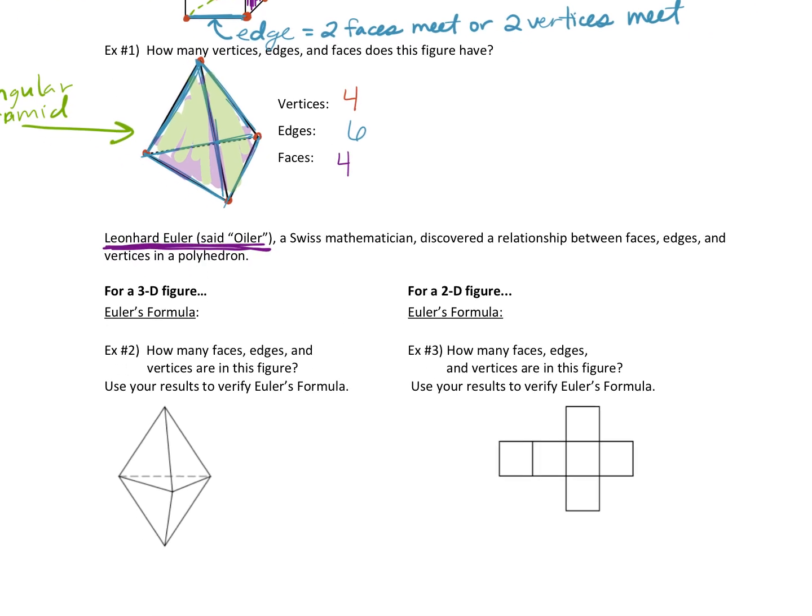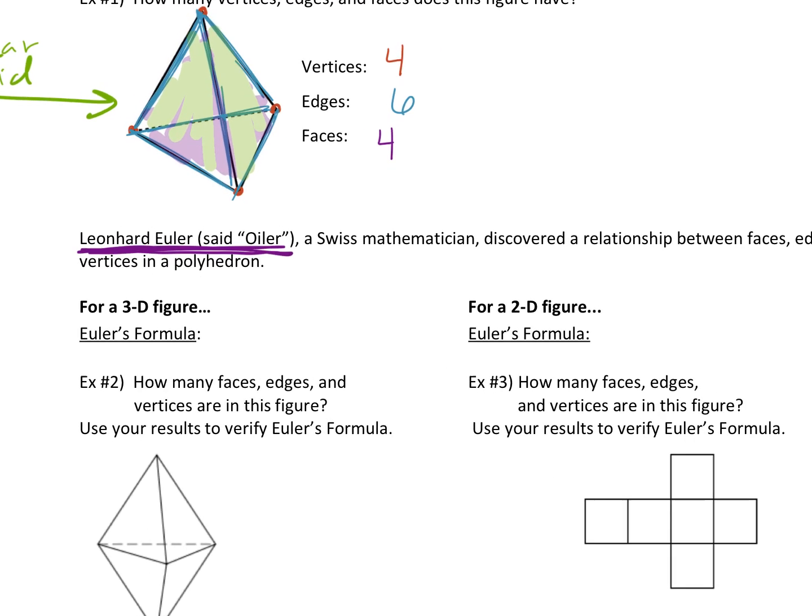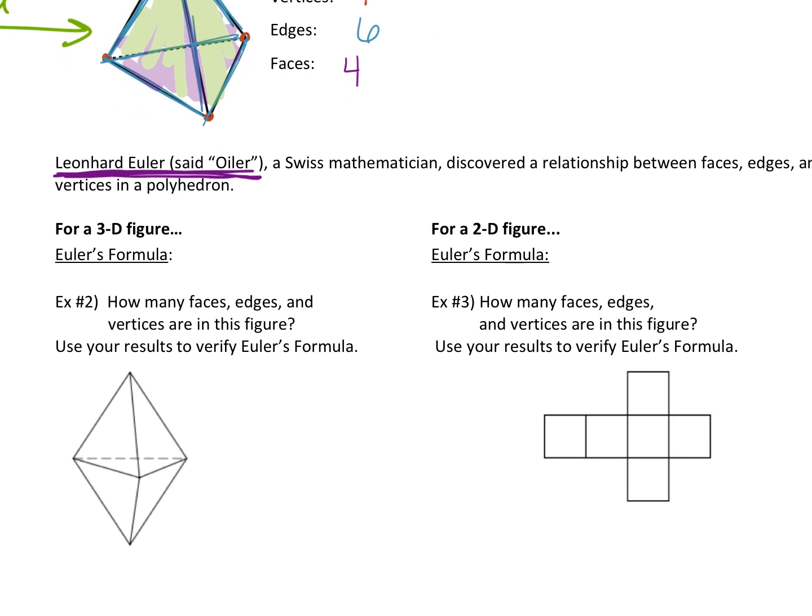Okay, so this takes us to Euler. Okay, Leonard Euler. That looks like Euler. Leonhard. I don't know. Leonard. It's Leonard. So he is Swiss. Maybe that's why. Maybe it's a Swiss version.